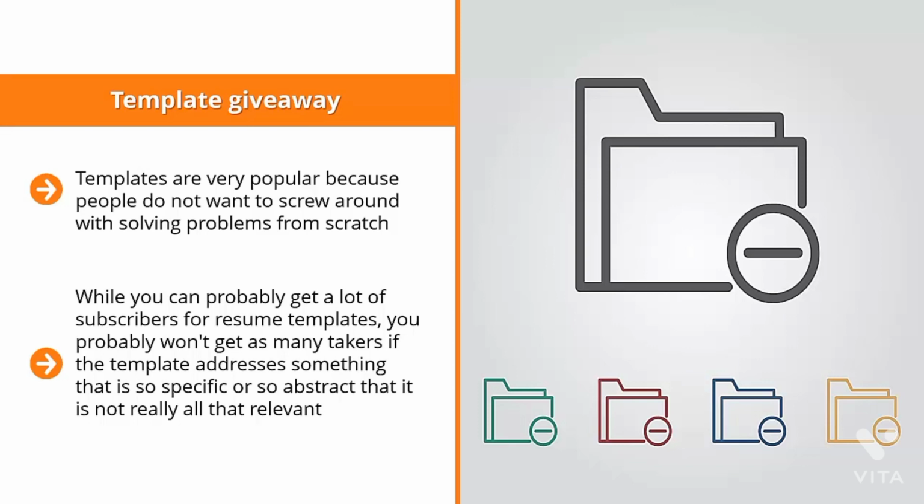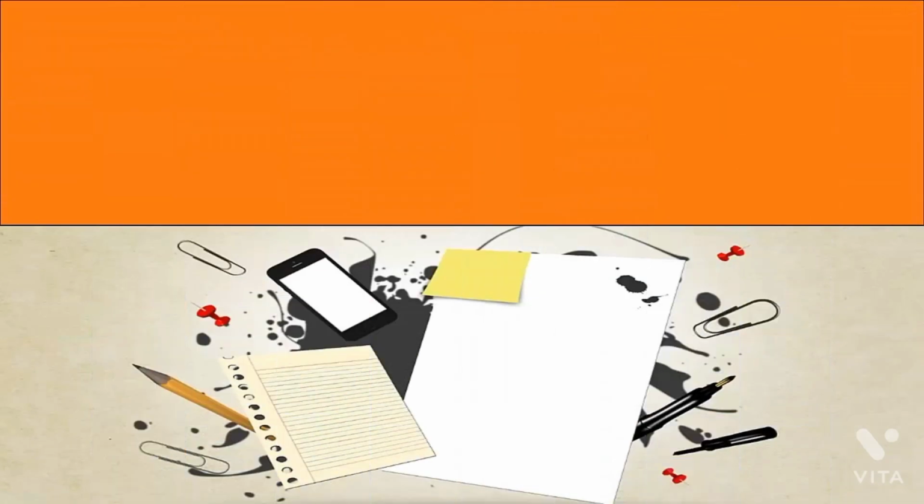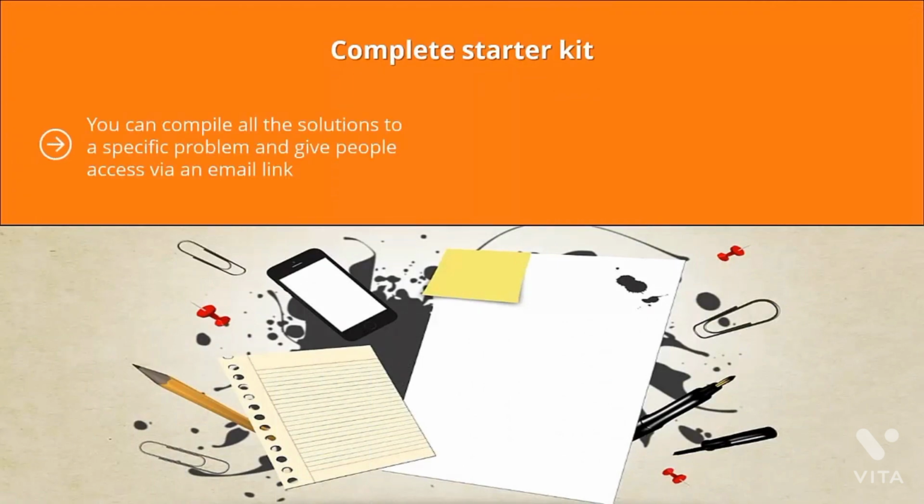Templates can work, but it all depends on your mailing list niche. Complete starter kit. You can compile all the solutions to a specific problem and give people access via an email link. Typically, this would involve people signing up to your squeeze page and being redirected to an online resource or a PDF file that compiles all the content the reader needs to solve a problem.